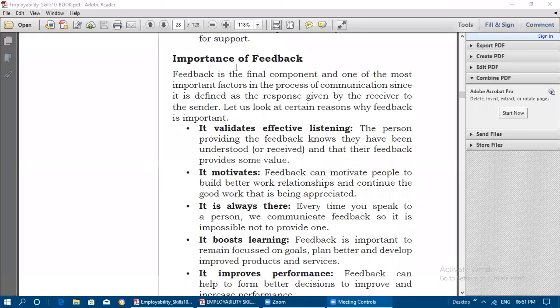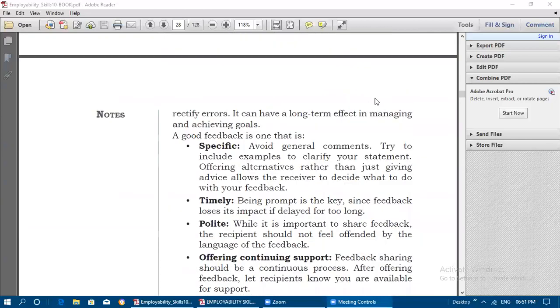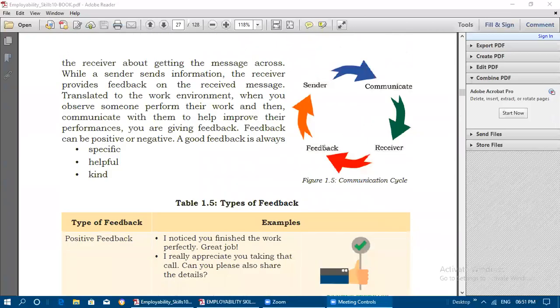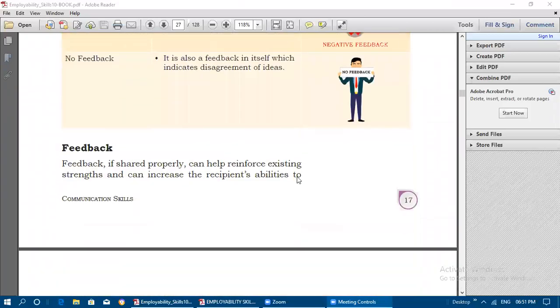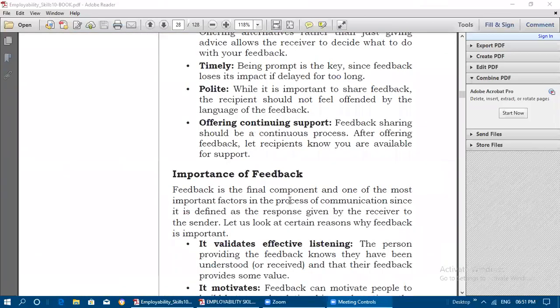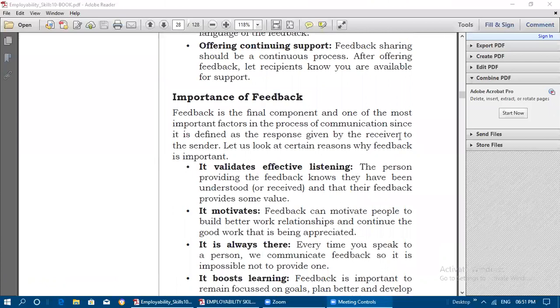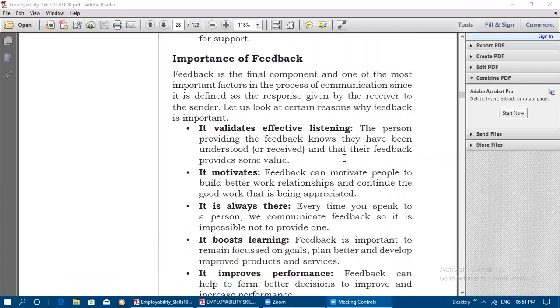Okay, what is the importance of feedback? Feedback is the final component and one of the most important factors in the process of communication. As we have seen in the communication cycle, feedback is the last part. So it is the final component in the process of communication, since it is defined as the response given by the receiver to the sender. So let us look at certain reasons why feedback is important.